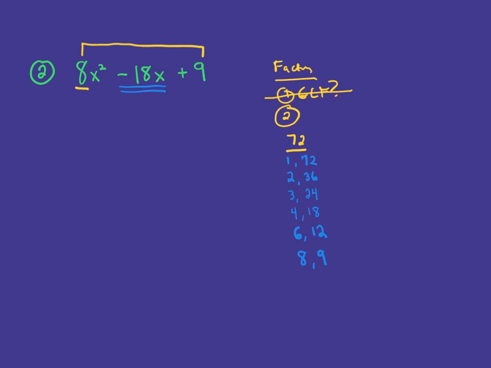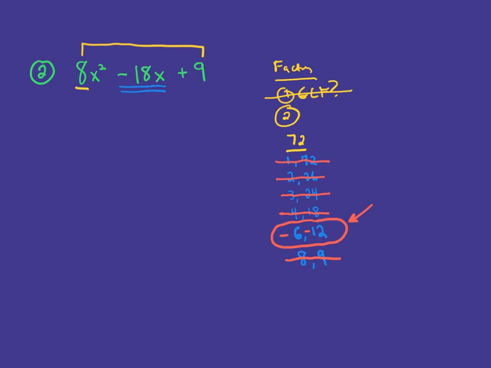So again, we're looking for a pair that we can add to be negative 18. So we could maybe make negative 18 out of that if both of them are negative. Can't make negative 18 out of that. Can't make negative 18 out of that. If we add those, we get 27, or if we subtract them, we get 21. Can't get negative 18 out of that. Can't get negative 18 out of that. So these two, negative 6 and negative 12, they would add to be negative 18. They would also multiply to be positive 72.